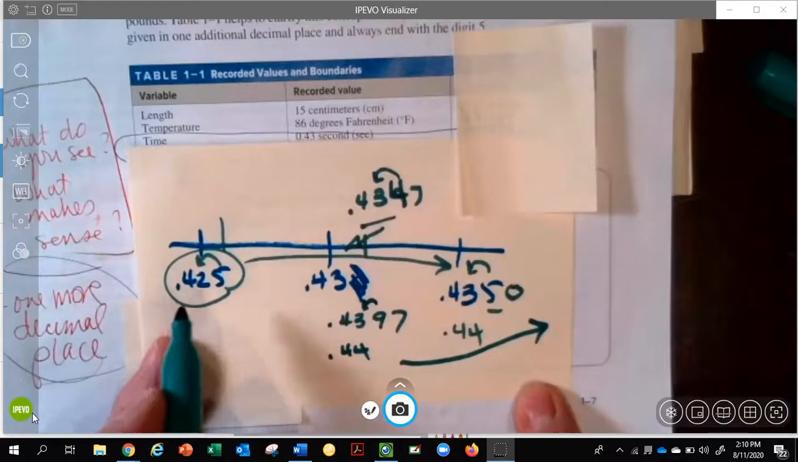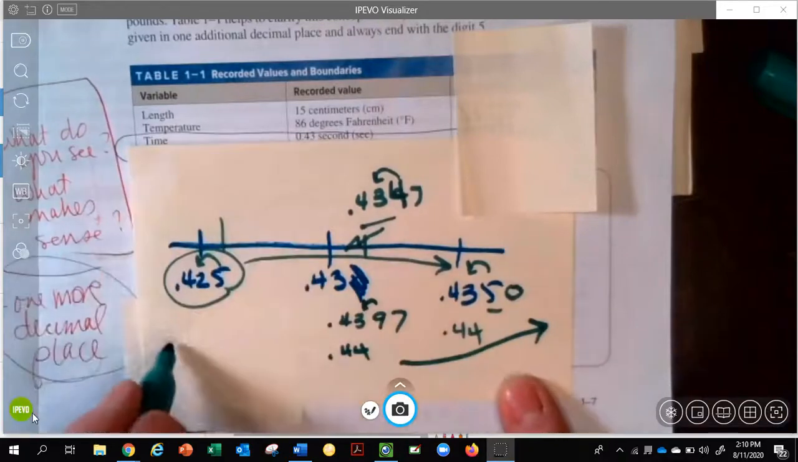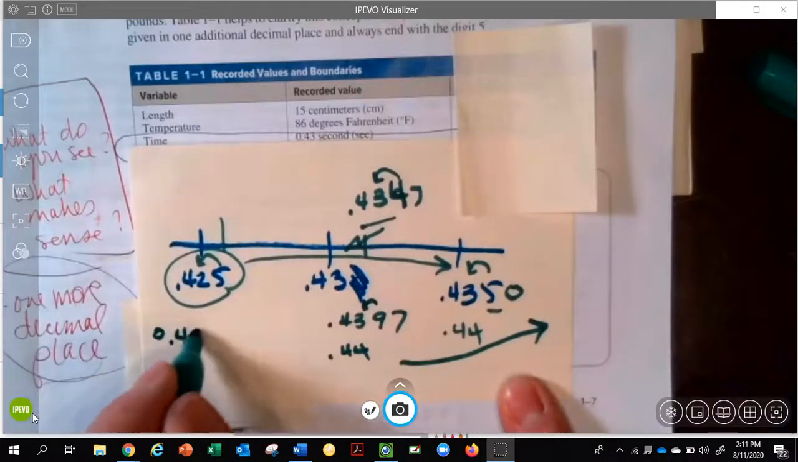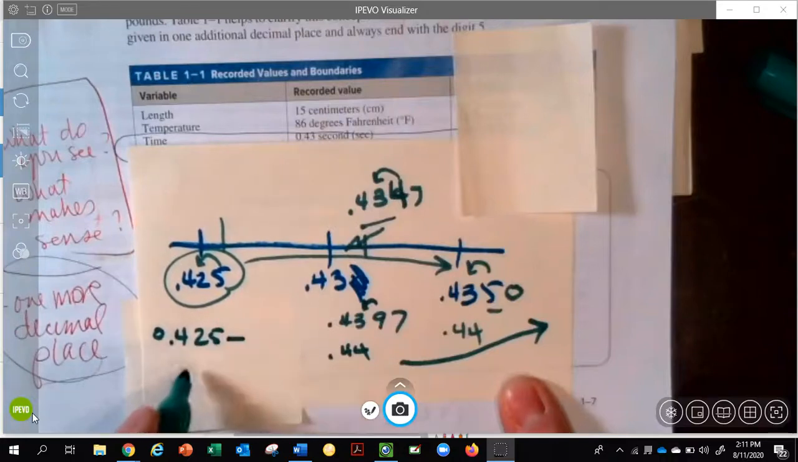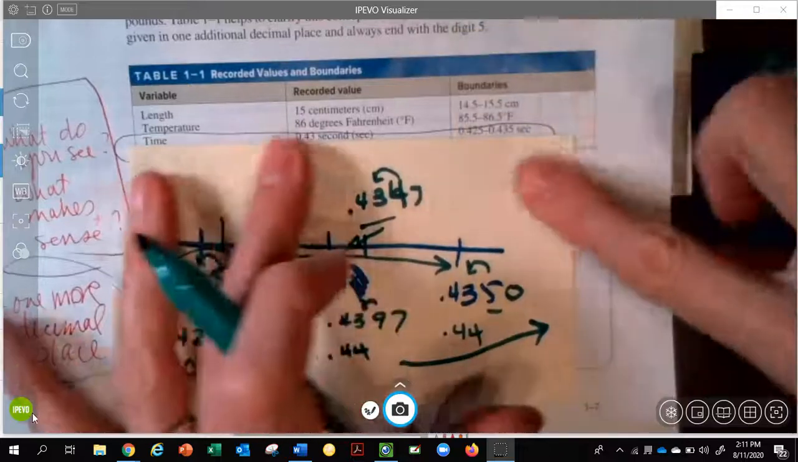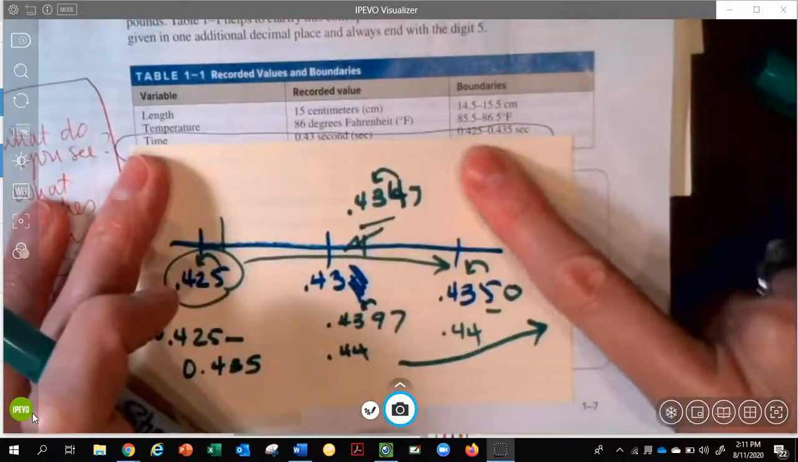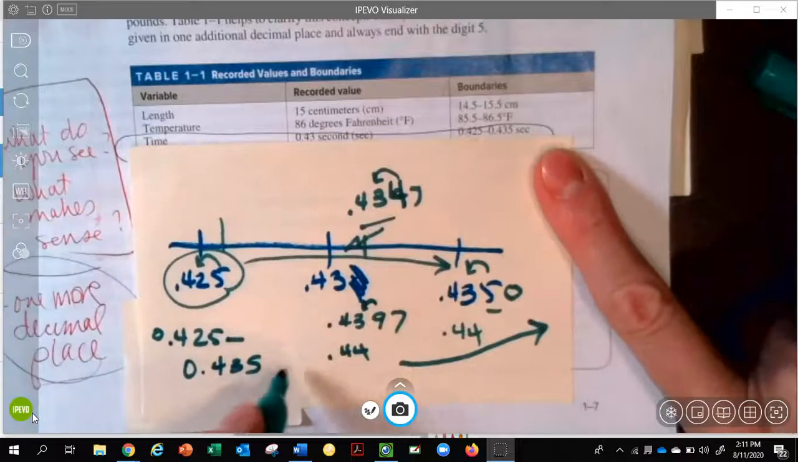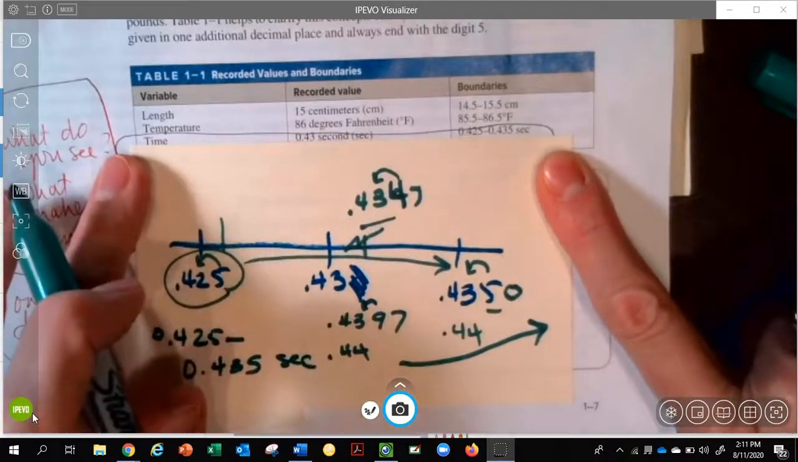So to answer this question, what is the boundary going to be? It's going to be from 0.425 up to 0.435, and we'll look under here. And again, the only thing I'm missing from what they have, I don't have the units, and this is seconds, and so it works.